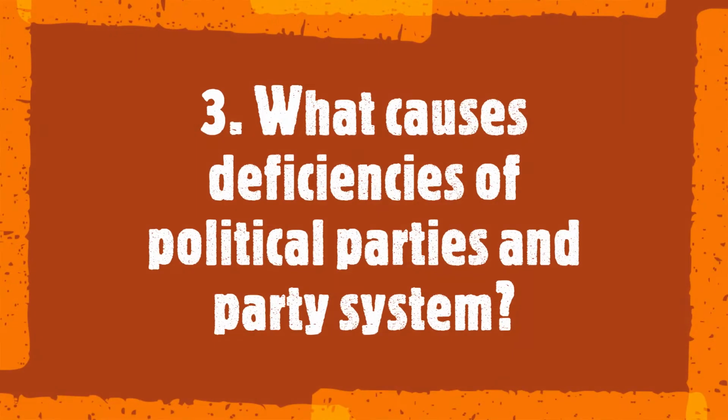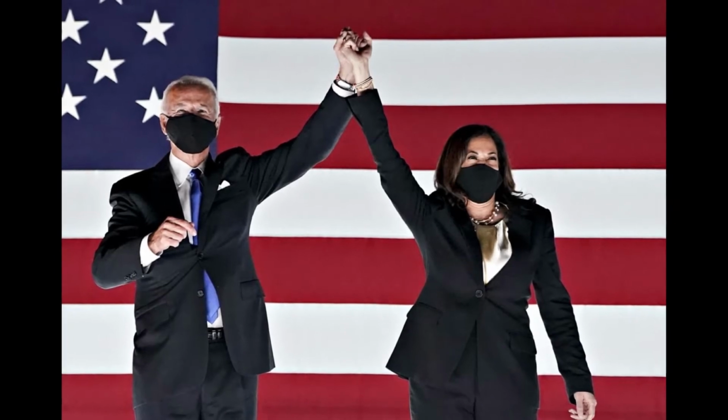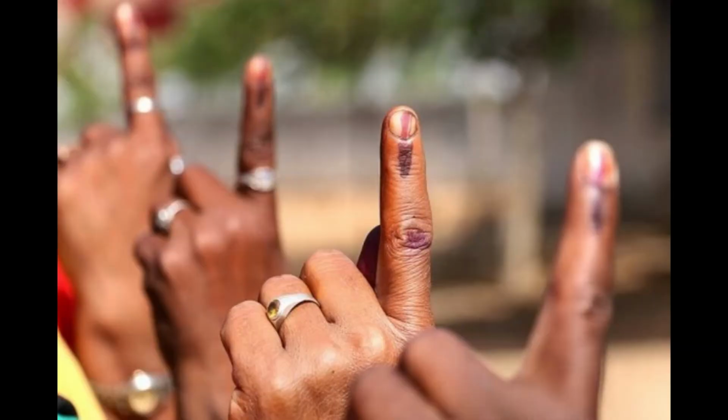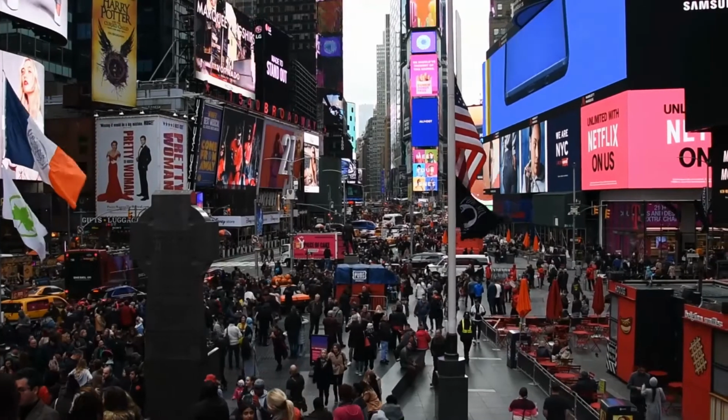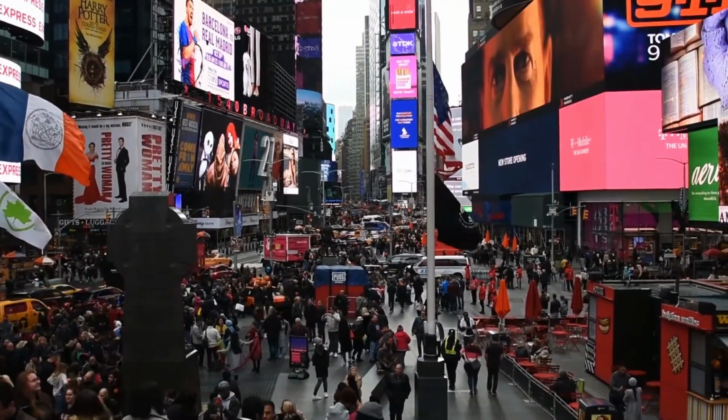Okay, so let's move to the third question, which is what causes deficiencies in political parties and the party system in India and the US. So first, the President of the US is directly elected. Unlike the US, the head of government in India is not directly elected. The direct voting of the head of government gives the advantage of government stability. In contrast, the power of India's head of government is overpowered by coalition politics.